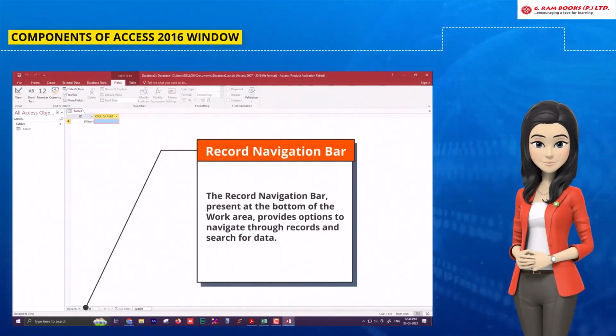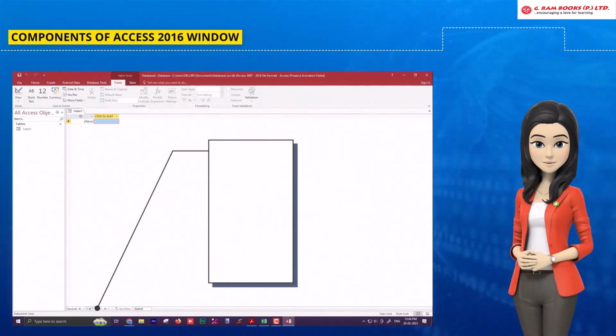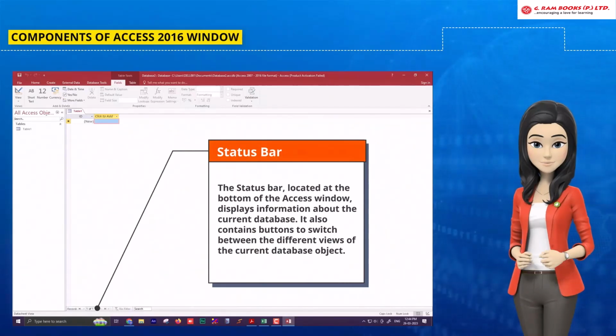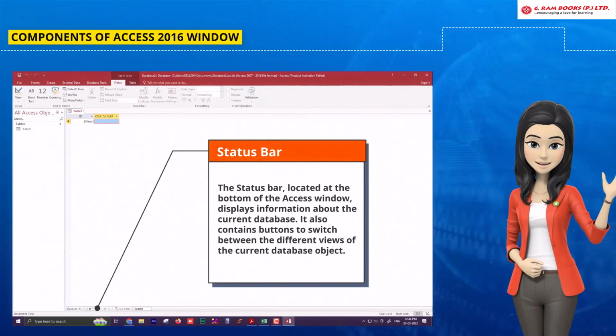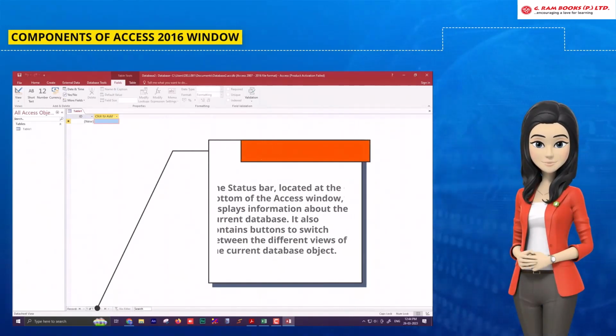Record navigation bar. The Record navigation bar present at the bottom of the work area provides options to navigate through records and search for data. Status bar. The status bar located at the bottom of the Access window displays information about the current database. It also contains buttons to switch between the different views of the current database object.